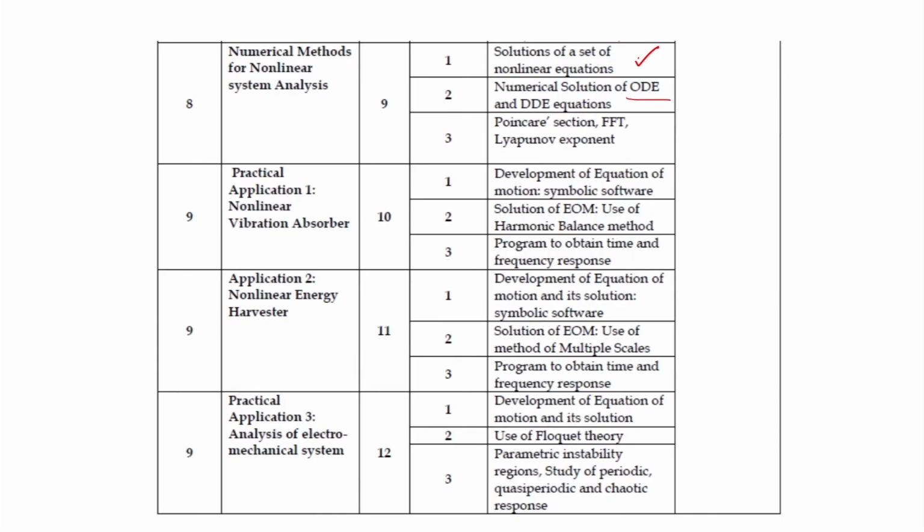In the last module, that is module 9, we will be interested to see different applications of this nonlinear vibration course. We will take 3 physical examples and we will start with the development of the equation of motion, see how to solve those equations and also how to analyze those results, and we will do the discussion on all those things. The first system we are going to study will be a vibration absorber. The second system will be a nonlinear energy harvester, and the third system some electromechanical system, where the applications may be related to parametrically excited systems.